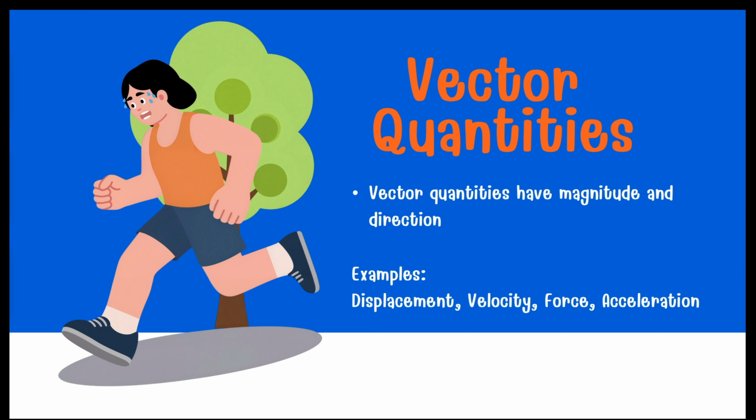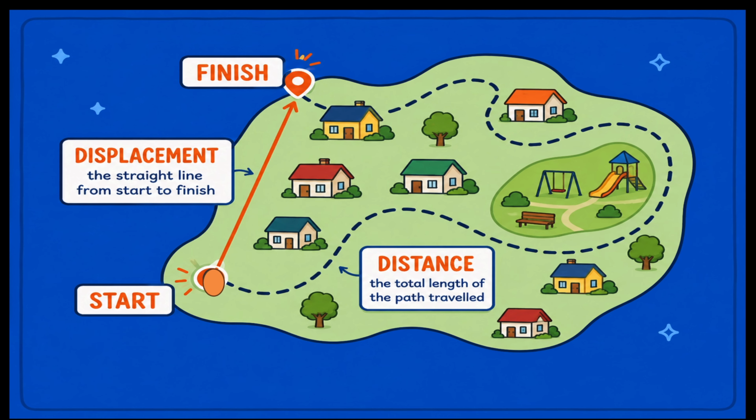One of the clearest ways to understand the difference between scalars and vectors is to compare distance and displacement. Distance is how far an object has traveled. It is the total length of the path taken. In the image, the dotted path shows the complete route traveled from the starting point to the finishing point. Distance includes every turn and every part of the journey, as shown in the blue dot.